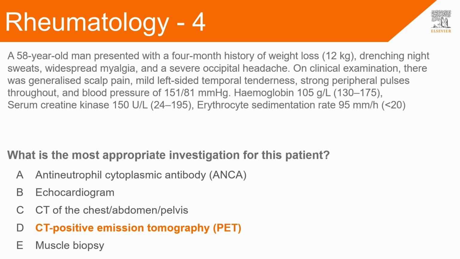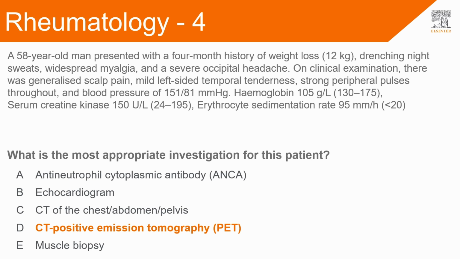The answer is D, CT PET scan. So why? Let's have a think about what this condition has. This patient's symptoms include weight loss, night sweats, constitutional symptoms basically, and myalgia. They also have severe occipital headaches, and that suggests to me that this is overall suggestive of a systemic inflammatory process. Now the examiner gives you some further information here.